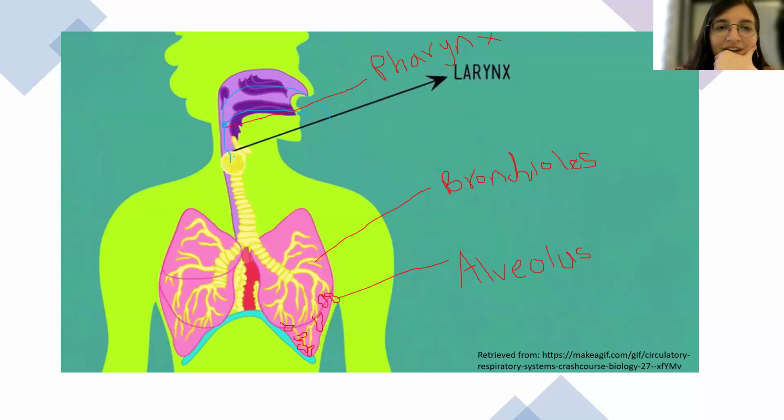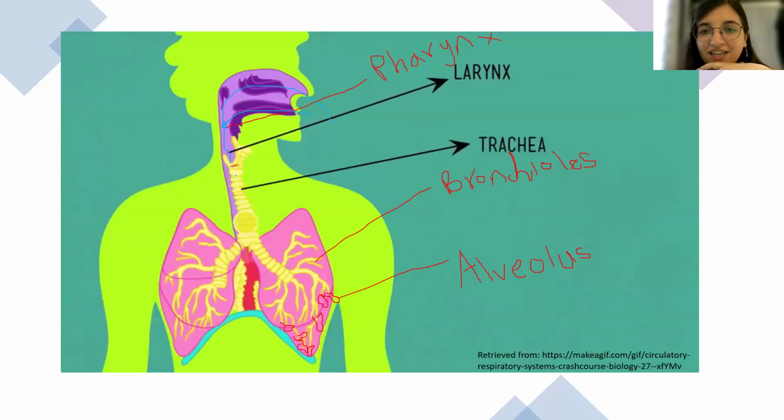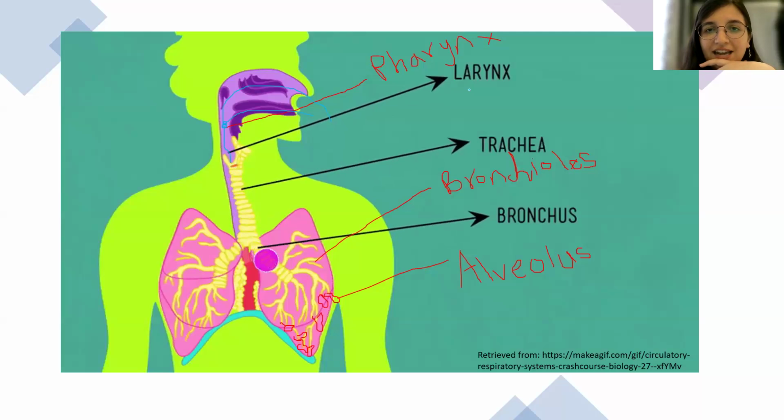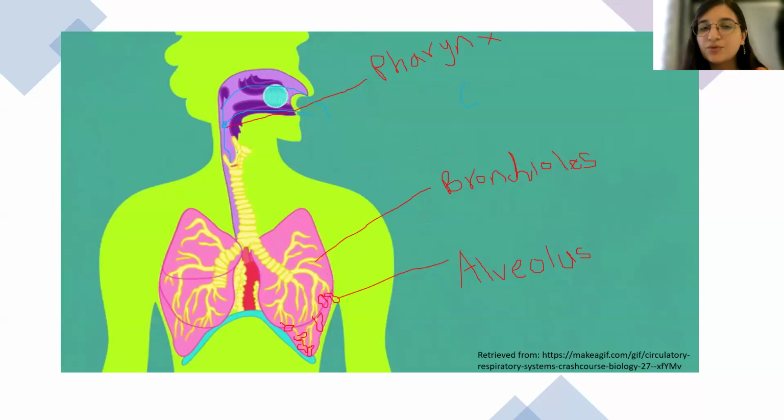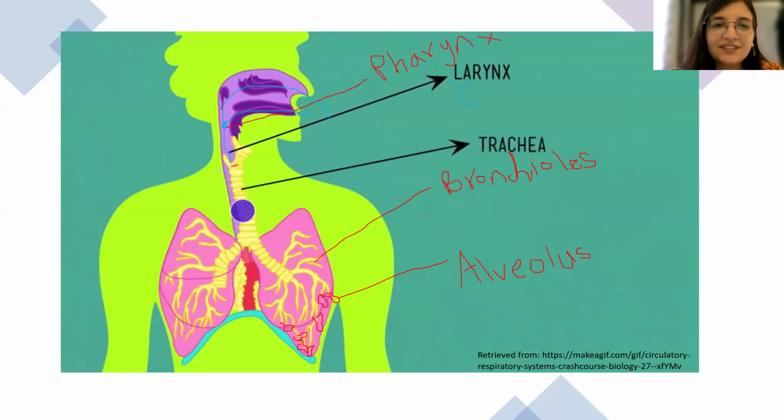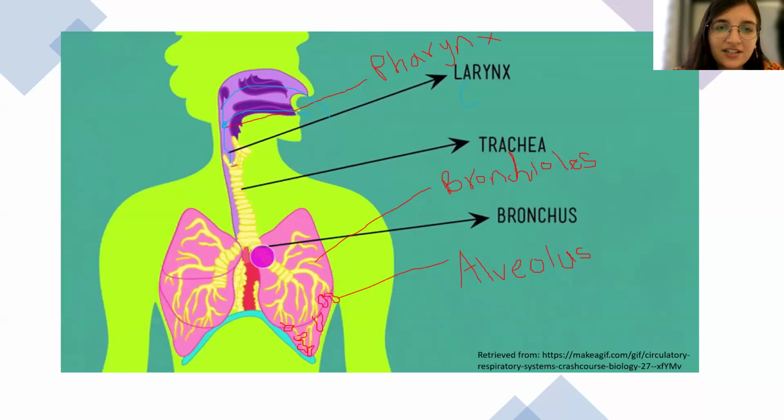After the pharynx, it goes to the larynx. And the larynx is very important because it prevents food or water from entering here. The larynx makes sure that nothing else goes in, otherwise you would choke. Only air is supposed to go in, no food, no water. And then the oxygen continues going down through the trachea. The trachea is the windpipe.